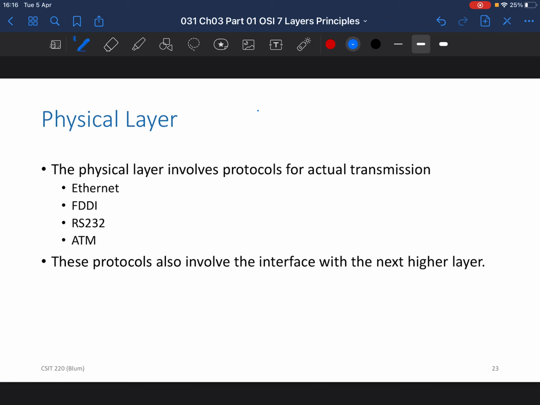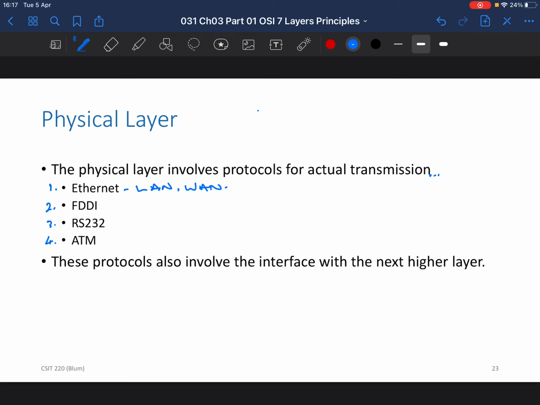The physical layer involves protocols for actual transmission, which relate to, first, Ethernet, second, FDDI, third, RS-232, and fourth, ATM. So what is Ethernet? Ethernet is a family of wired computer networking, commonly used in local area networks, metropolitan area networks, or wide area networks. That is Ethernet.